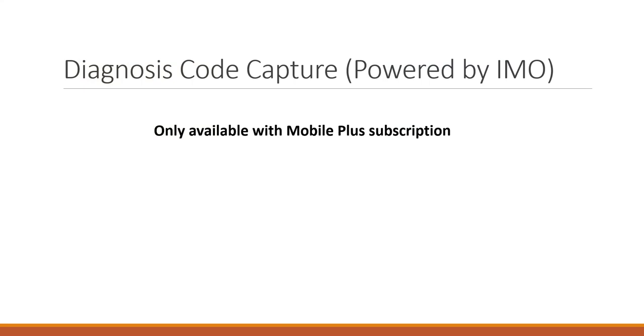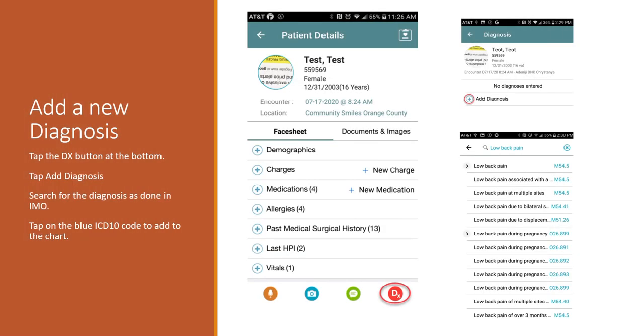Now we will discuss the key features of the app, which are available with the Mobile Plus subscription, starting with the diagnosis code capture. To add a new diagnosis, tap the Diagnosis button at the bottom. Then tap Add Diagnosis. Search for the diagnosis the same way as done in IMO. Tap on the blue ICD-10 code and add it to the patient's chart.